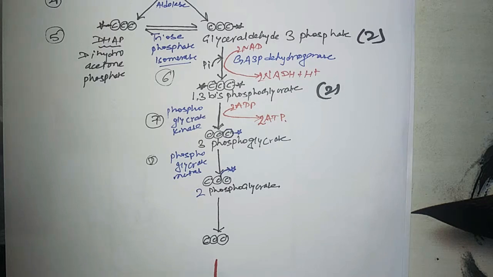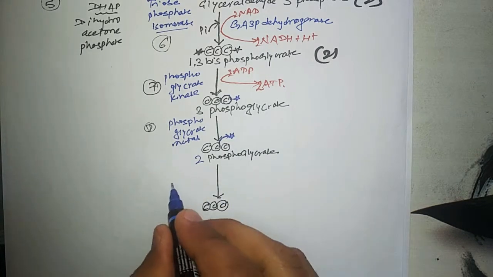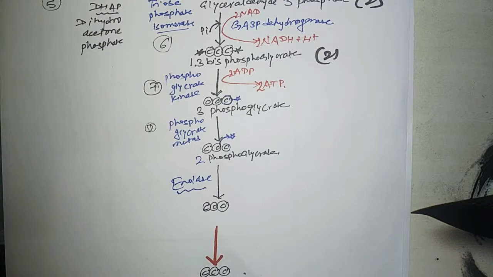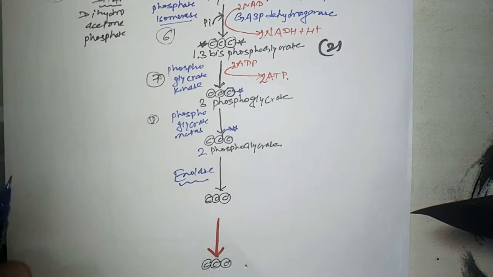And the next step will take place in the presence of the enzyme named enolase. The enolase enzyme is going to convert the 2-phosphoglycerate into phosphoenolpyruvate.